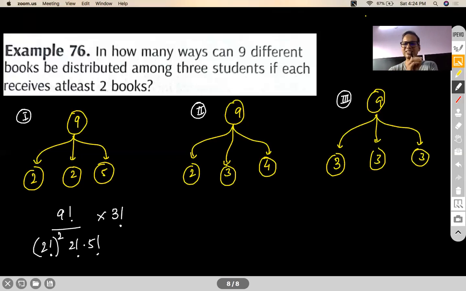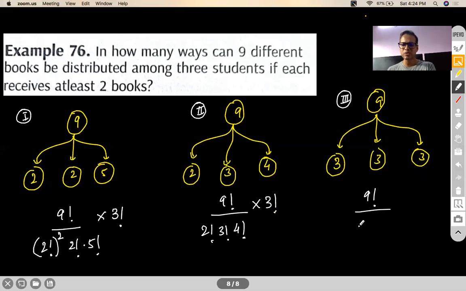I never said these 2 books should go to Mr. A, these another 2 books should go to Mr. B, 5 should go to C. I never said that. So they can exchange hands. Case 2 is 9 factorial by 2 factorial, 3 factorial, 4 factorial, again into 3 factorial. Thankfully, this is the unequal size group case. And the third one will be 9 factorial by 3 factorial cube divided by 3 factorial, into 3 factorial.